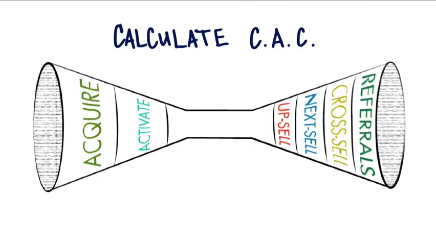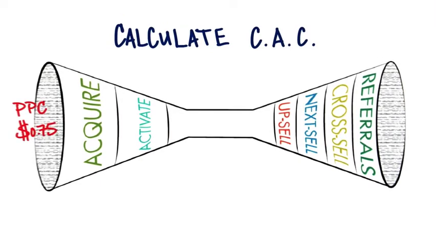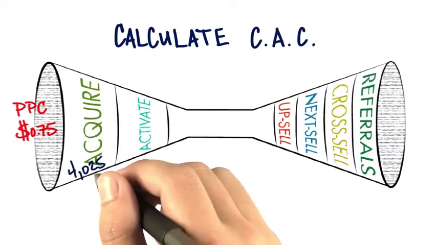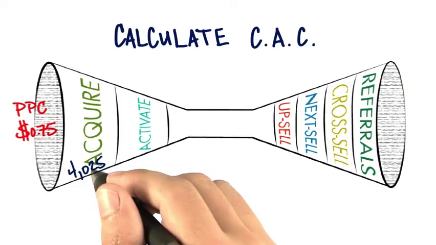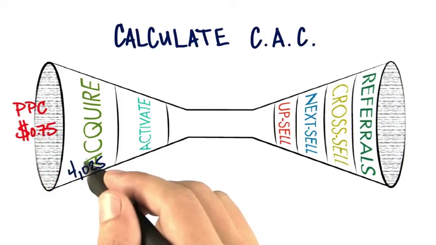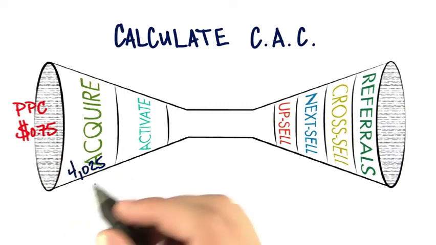So now we're going to do a quiz. And what we're going to do is try to calculate how much it costs to actually get an active customer. And let's start with the pay per click. Let's assume we're doing a web company, and we spend 75 cents on Google AdWords for every click that comes to our website here. Now assume we actually have figured out how to acquire 4,025 customers at 75 cents in this campaign.